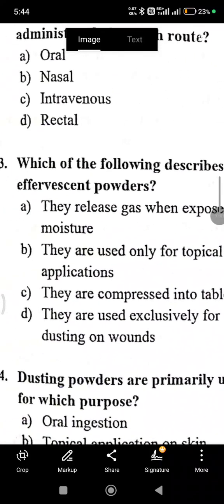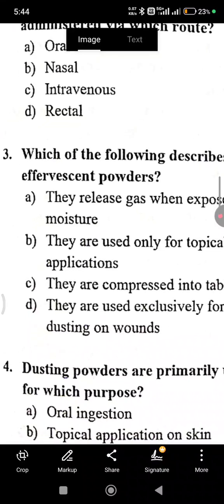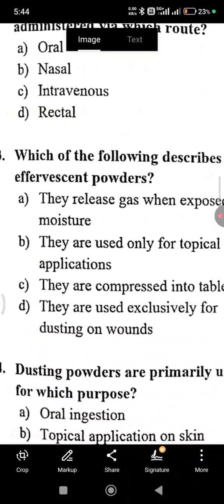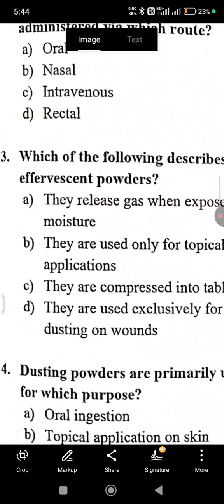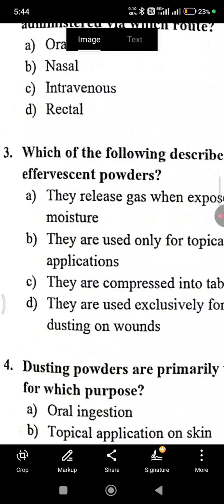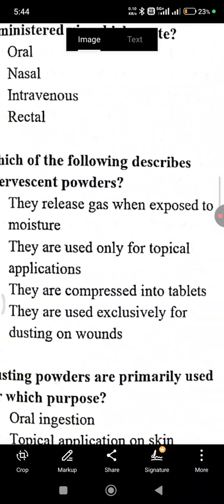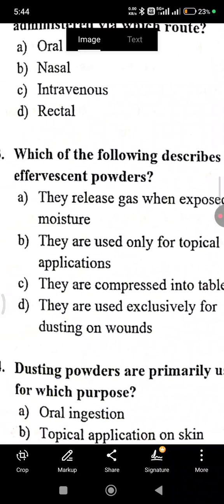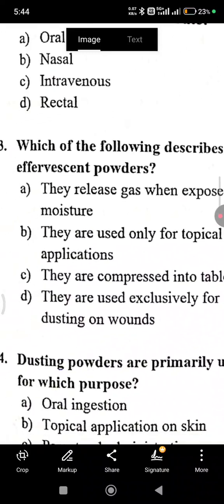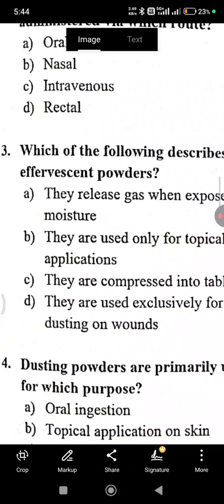Which of the following describes effervescent powders? Option A, they release gas when exposed to moisture. Option B, they are used only for topical applications. Option C, they are compressed into tablets. Option D, they are used exclusively for dusting on wounds.